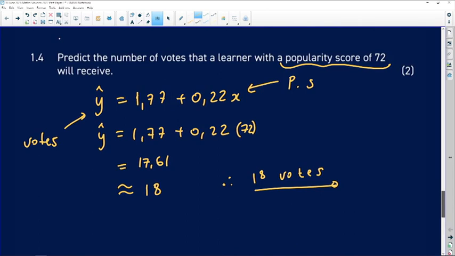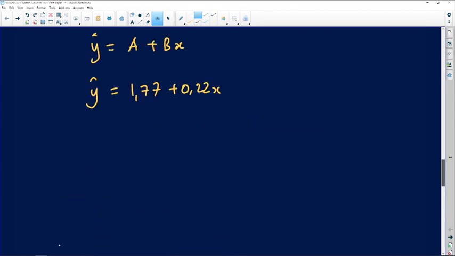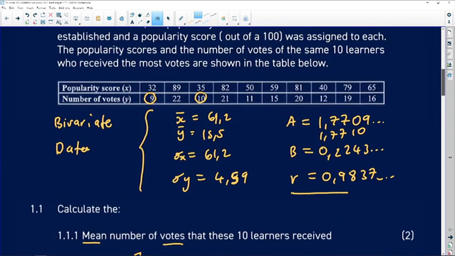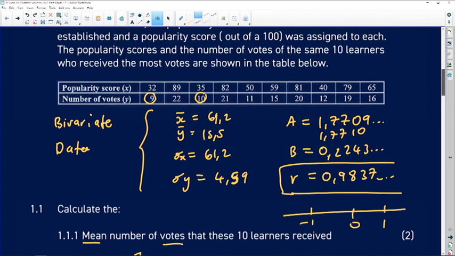Why is this a good prediction? Well, for the correlation coefficient to tell us whether something can be reliable or not, we have to go back and look at it. Remember, its scale is always between -1 and 1. If it's 0 or hovering around 0, then there's low correlation or no correlation at all. If it's around 0.5, it implies a moderate correlation. But for the fact that it's 0.98, that's 98% correlation. It means that the popularity score and the number of votes are very, very closely related.